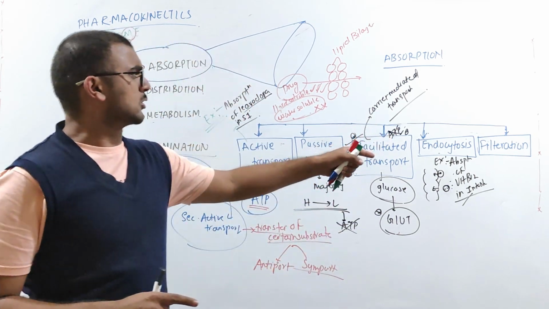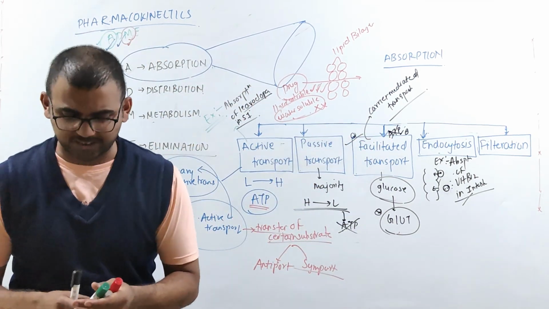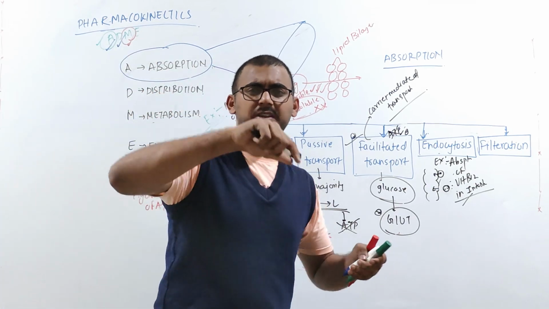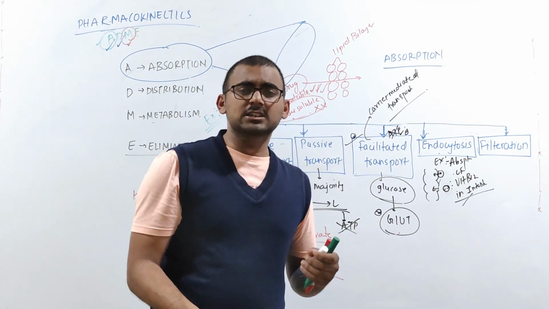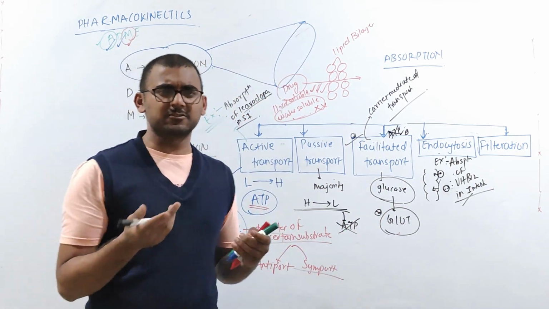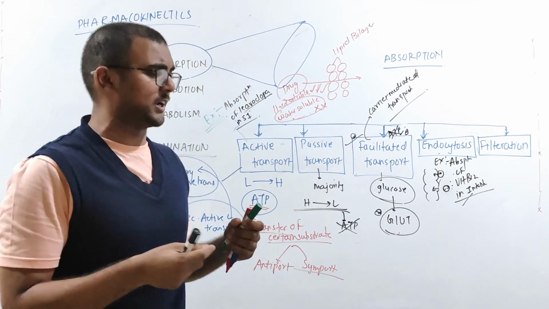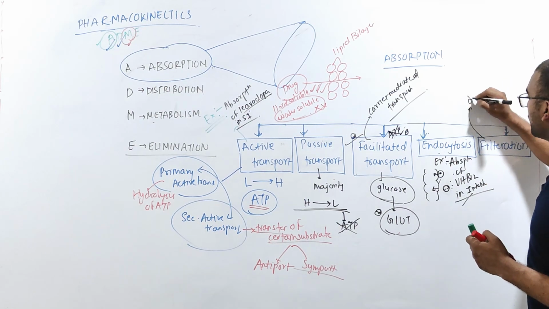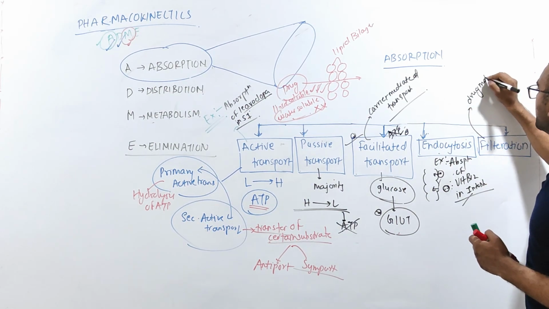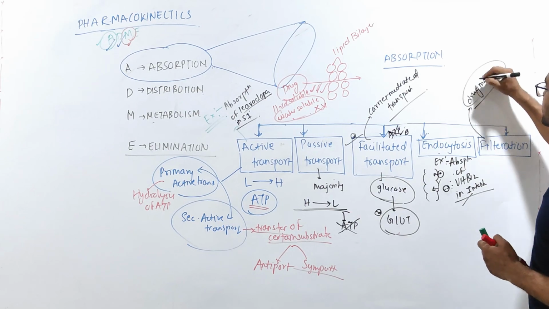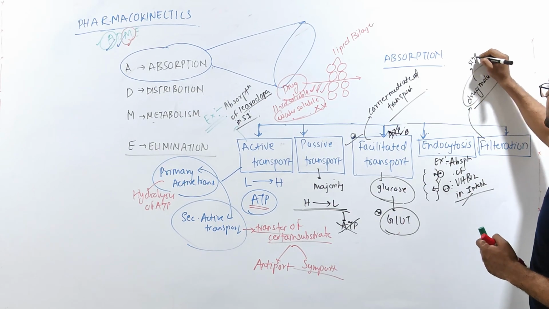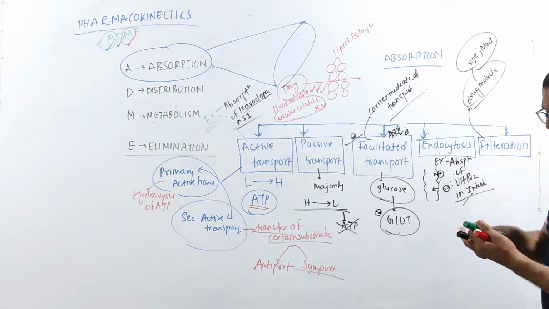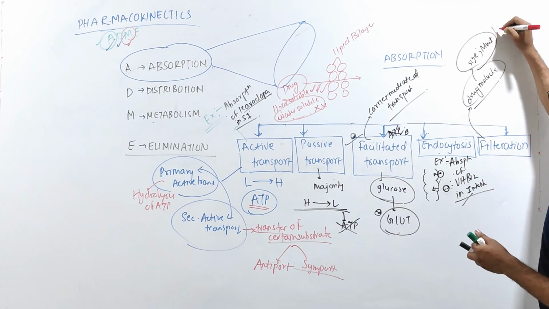Now, the last thing is filtration. What is filtration? You would have done it in chemistry, right? You add something and then you get the solute and solvent, the filtrate. So what is filtration? Filtration is only possible for drug molecules in which the drug size and molecular weight are very less.